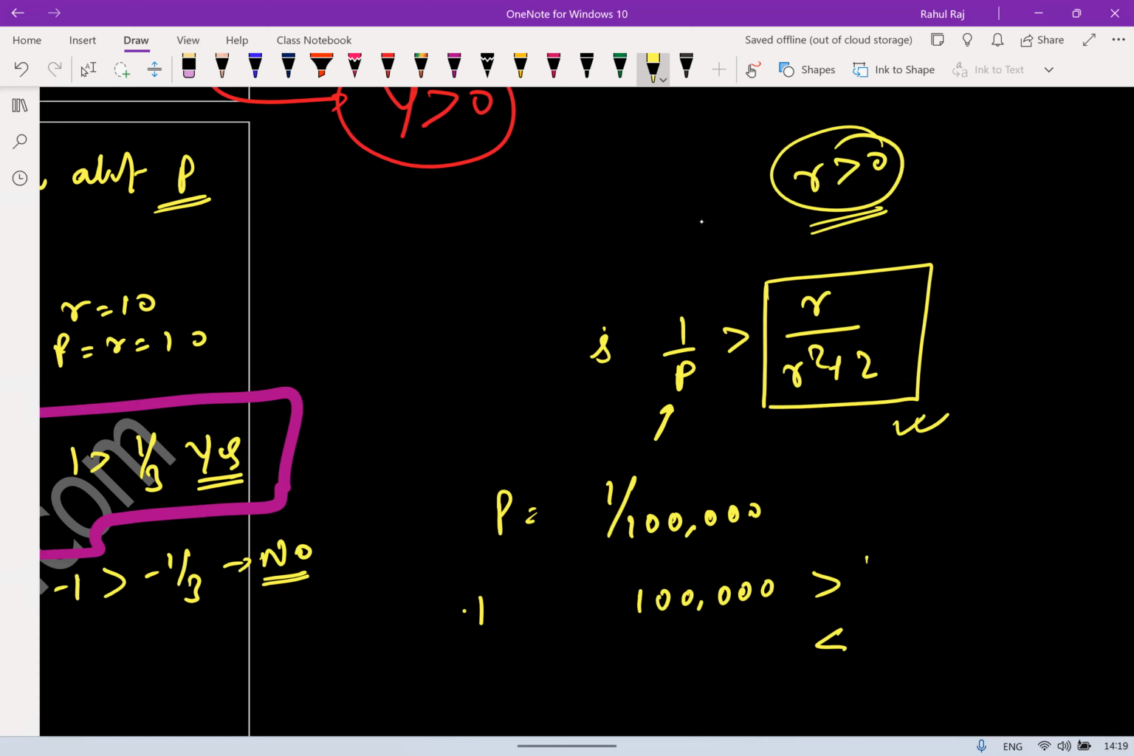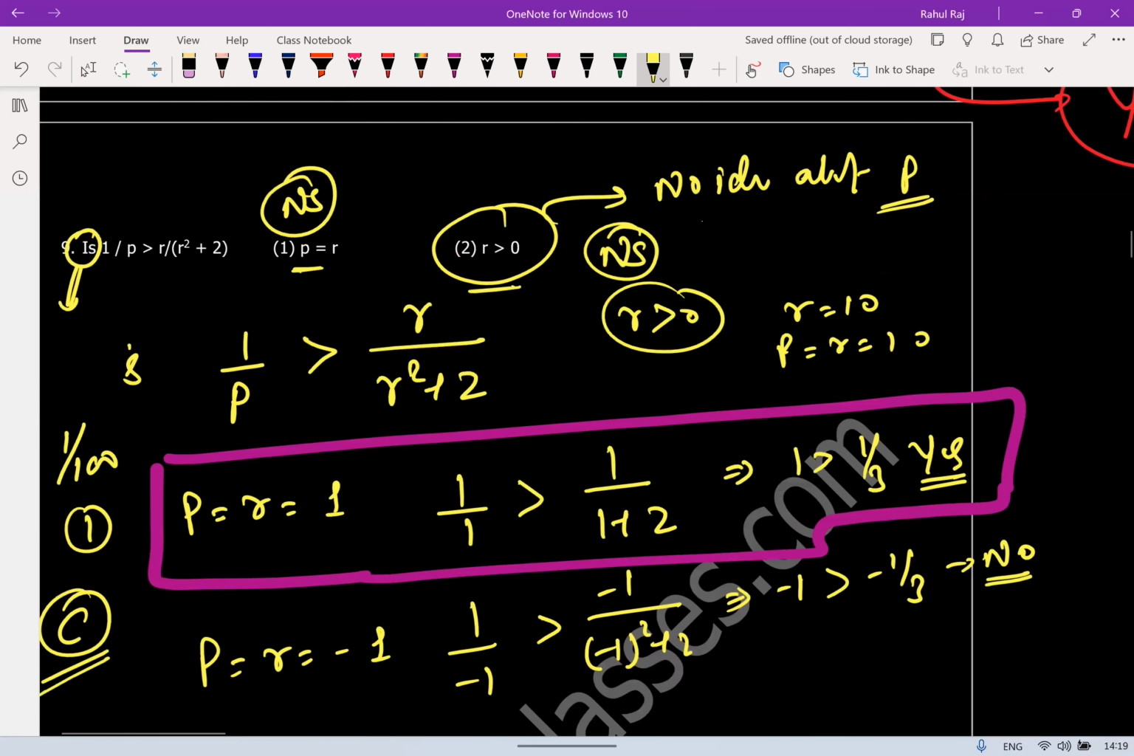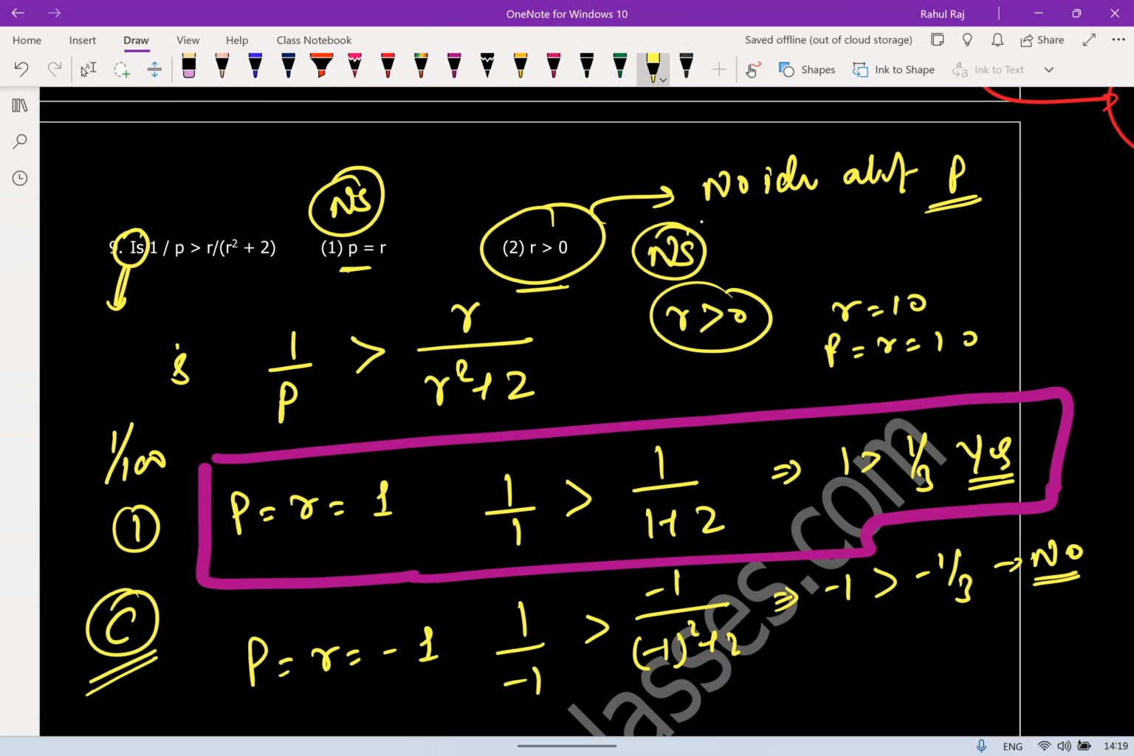Right? Because you have no idea about P at all, Rahul. At all, Giri. Agreed? And that's the reason I straight away say this is not sufficient because I have no idea about P. I will not be able to conclude whether 1 by P is greater than R by R square plus 2 or not, because I can easily create a yes and no situation.